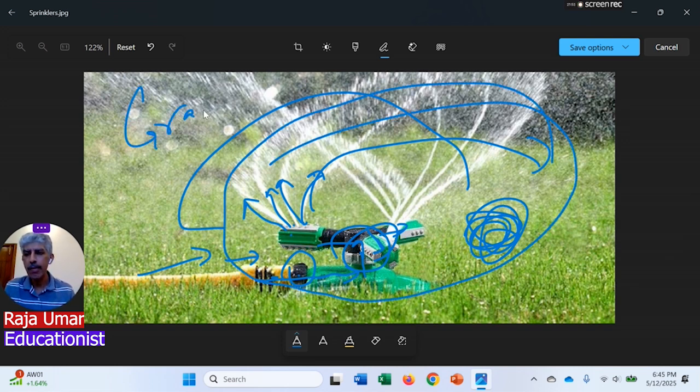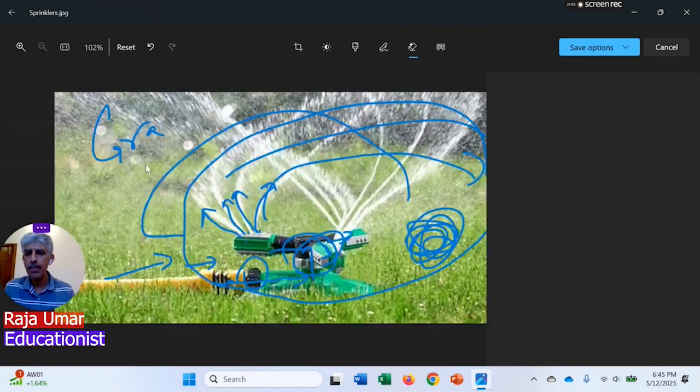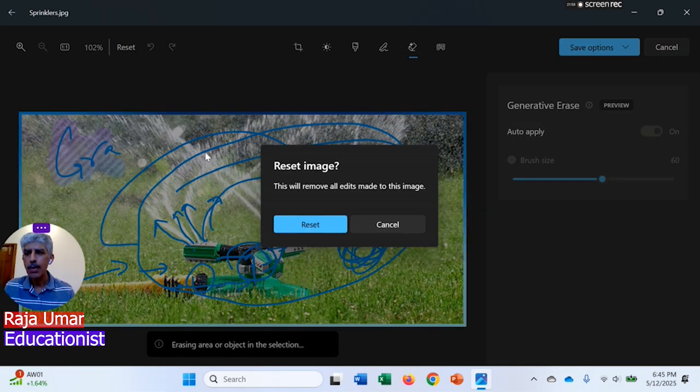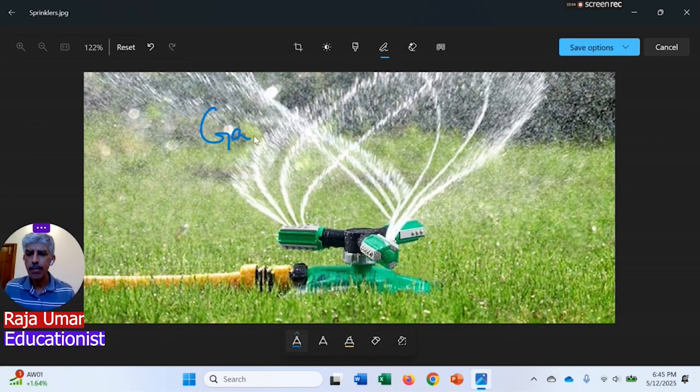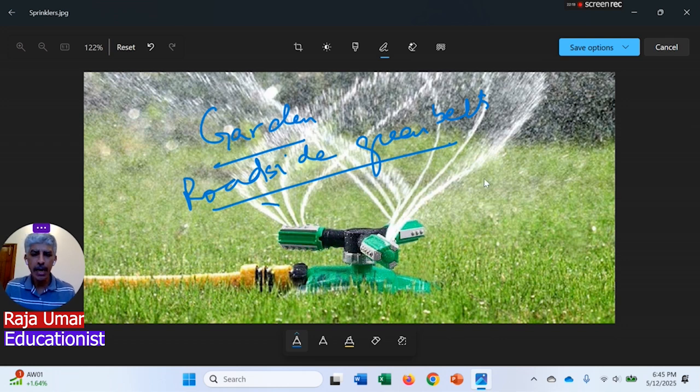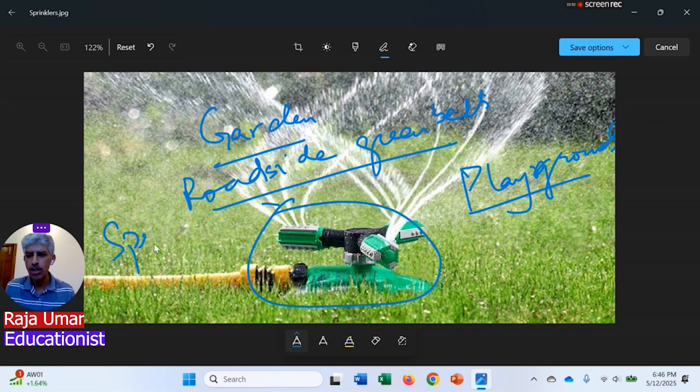Mostly we see this sort of irrigation in gardens, roadside green belts, and playgrounds like cricket grounds, wherever grass is grown, this sort of structure is used. That is what we call sprinklers.